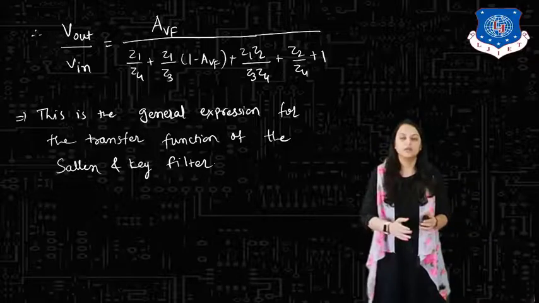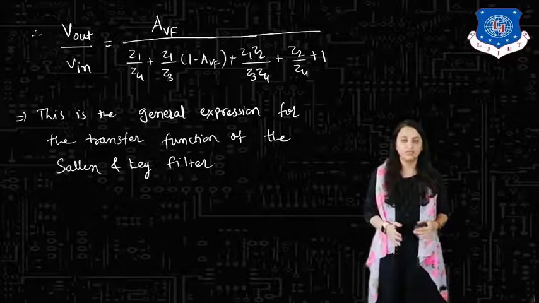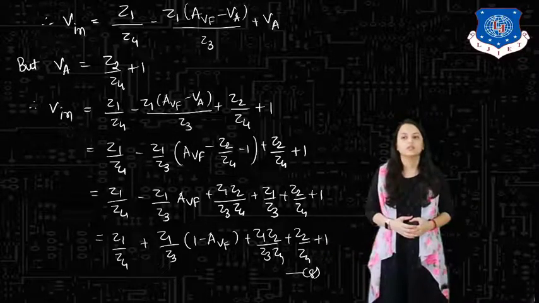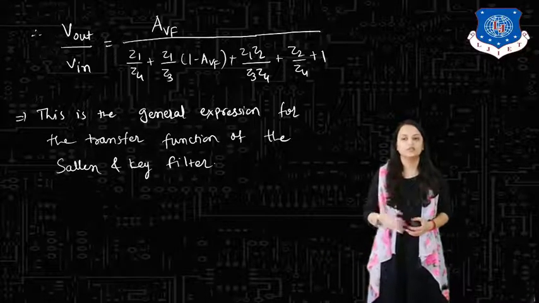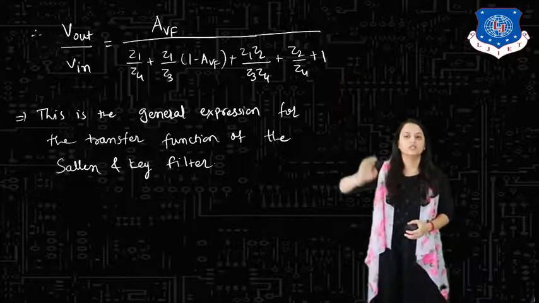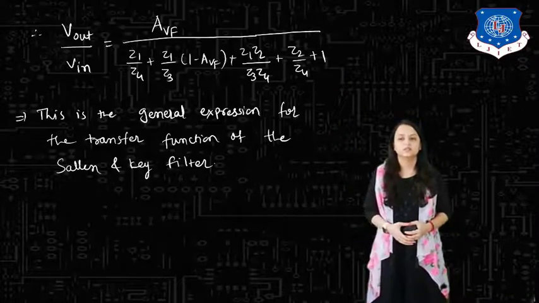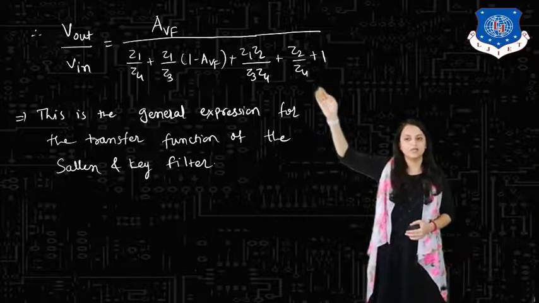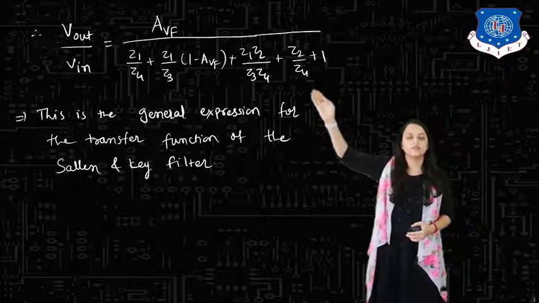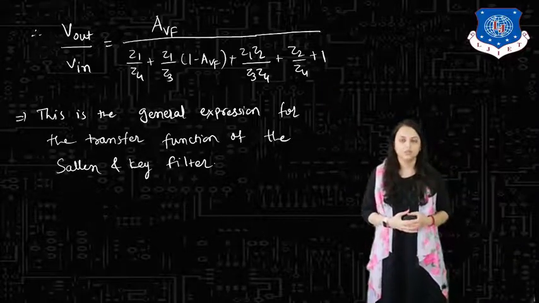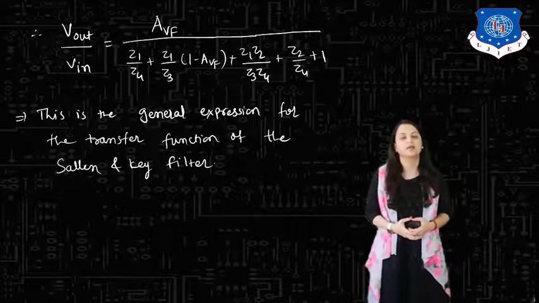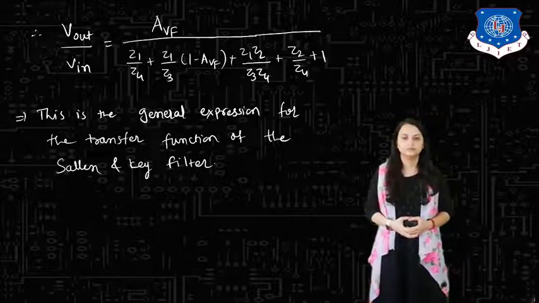So we can obtain the output by input, that is the transfer function VO by Vin. Using this equation we can obtain VO by Vin equals AVF upon the equation that we have obtained over here. We are placing that value, that is Z1 by Z4 plus Z1 by Z3 into (1 minus AVF) plus Z1Z2 upon Z3Z4 plus Z2 by Z4 plus 1. This is the general expression for the transfer function of the Sallen-Key filter.